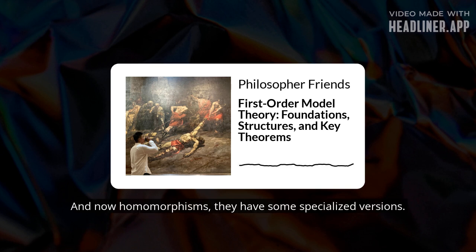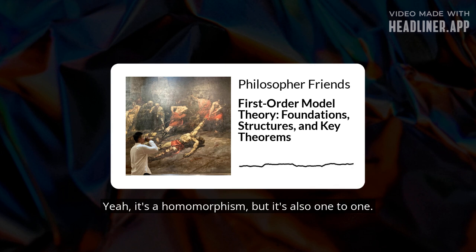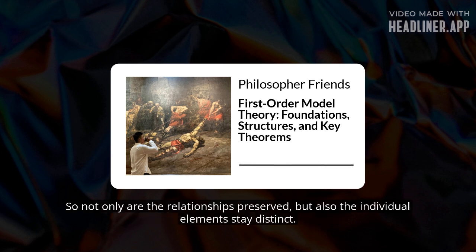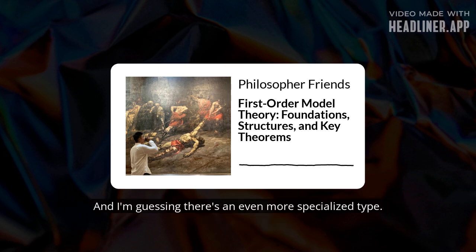Now homomorphisms have some specialized versions. One important one is called an embedding. It's a homomorphism, but it's also one-to-one. It's like we're injecting one structure into another, but we're not collapsing any of the elements together. So not only are the relationships preserved, but also the individual elements stay distinct. You got it.